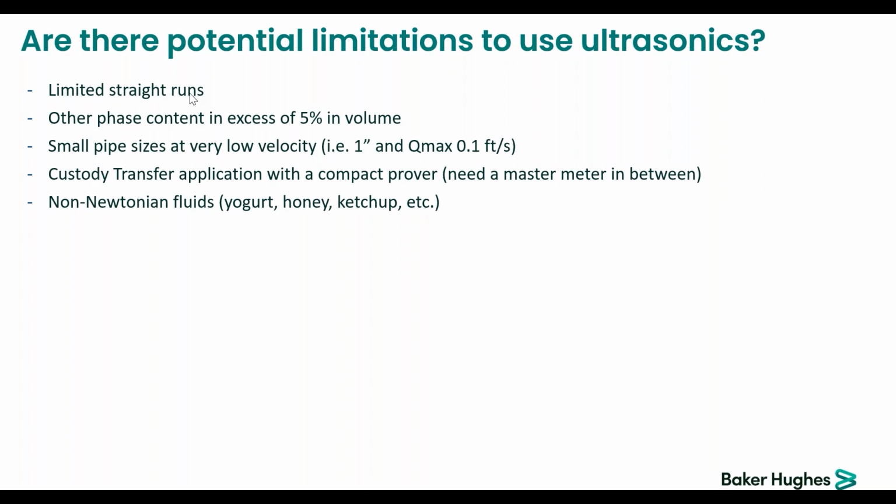For custody transfer applications, you will have difficulty when it comes to compact provers. We will need a master meter or a pipe prover to compare against. And it doesn't work on non-Newtonian fluids. We see those especially in the food and beverage industry. Milk works, but yogurt does not. Ketchup, those kinds of fluids are non-Newtonian. Okay, but that's about it.